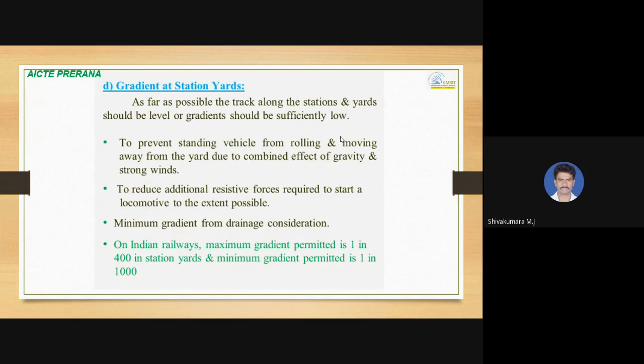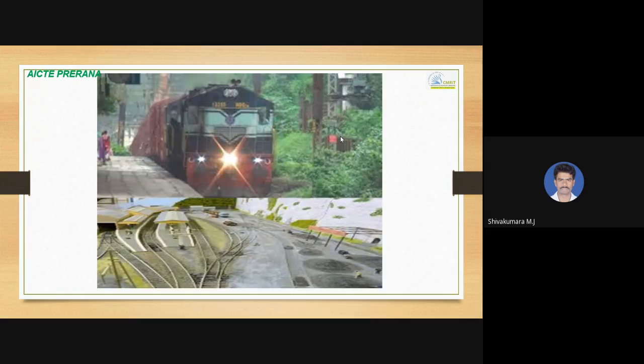And then the third point, the minimum gradient from drainage considerations, will be given at station yards. On Indian Railways, the maximum gradient permitted is 1 in 400 in the case of station yards, and the minimum gradient permitted is 1 in 1000 in view of drainage consideration. So you can see the platform gradient or station yard gradient over here.